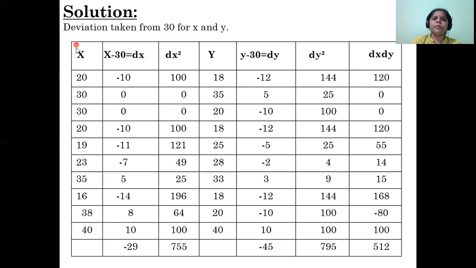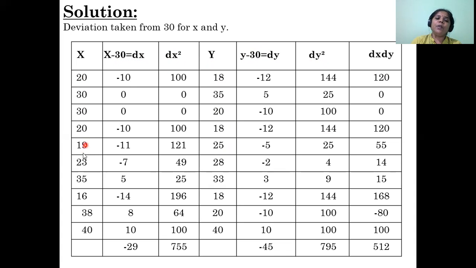As I told you, we have to make 7 columns to find the values. X variable, y variable as it is, x minus 30. Here we have taken 30 as the assumed mean. So x minus 30 is equal to dx, and whatever dx you get, make it dx square. Now the y variable as it is in the question, and for y also we have taken 30 as the assumed mean. That is equal to dy. Then dy square, and dx into dy.